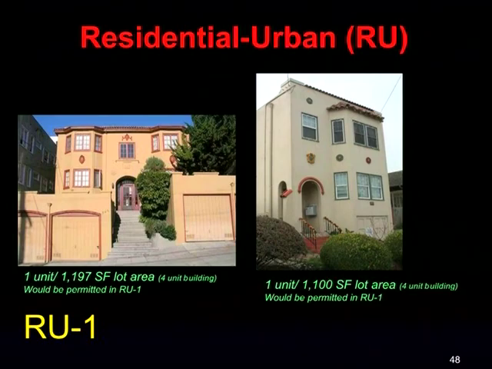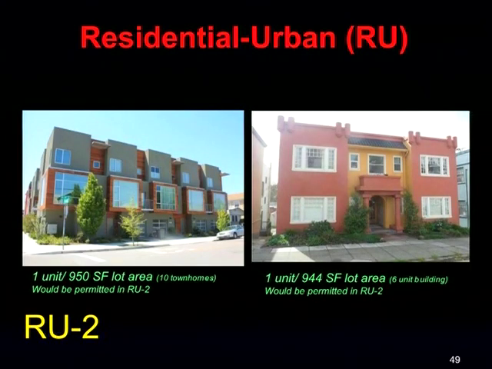Again, we'll walk you through examples of each of the densities allowed in the urban residential districts. Here you see 2 examples of RU1 densities. Both of the projects shown here are fourplexes that meet this criteria. Moving on to the RU2 district, the zoning allows 1 housing unit for every 800 square feet of lot area. So, for example, if you have an 8,000 square foot lot, you can build 10 units. Here you see 2 examples of housing in this density range.